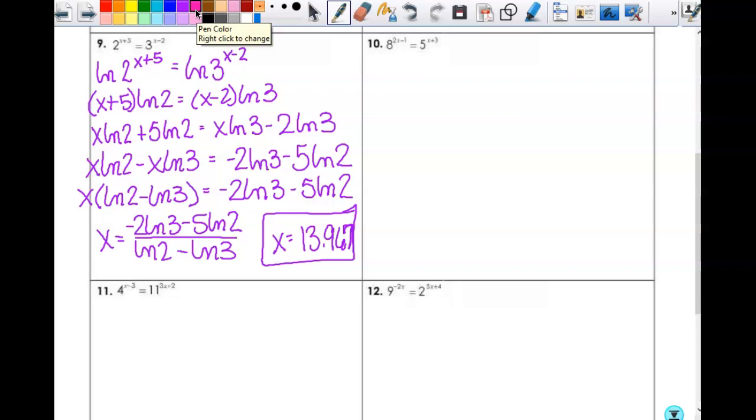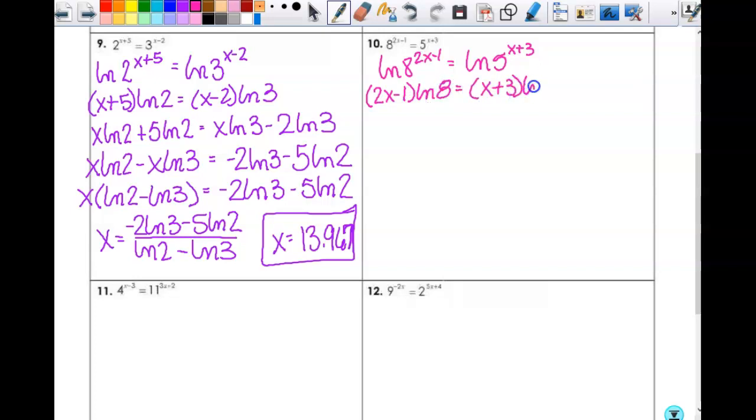Get it? Okay, awesome. All right, so I'm gonna walk you through one more of these. I'm gonna take the natural log of both sides. So the natural log of 8 to the 2x minus 1 power equals the natural log of 5 to the x plus 3 power. So bring that out. 2x minus 1 times the natural log of 8 equals x plus 3 times the natural log of 5.